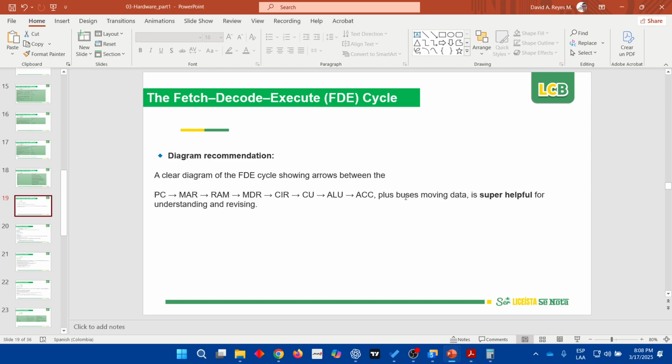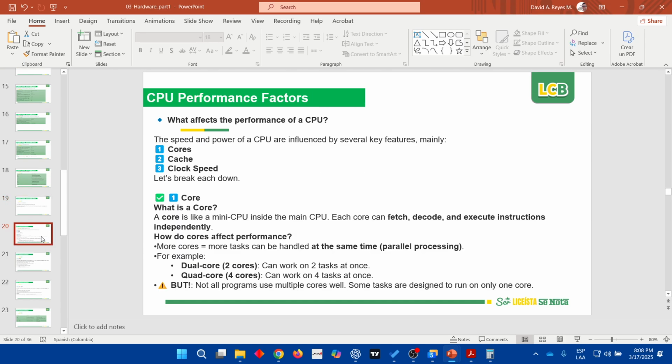In addition, the buses move the data, and you start over again: PC, MAR, RAM, etc. So what affects the performance of a CPU? The speed and power of a CPU are influenced by several key features: the core, the cache, and the clock speed.